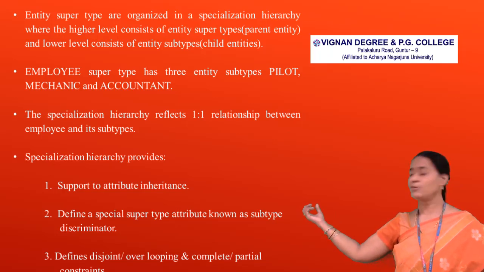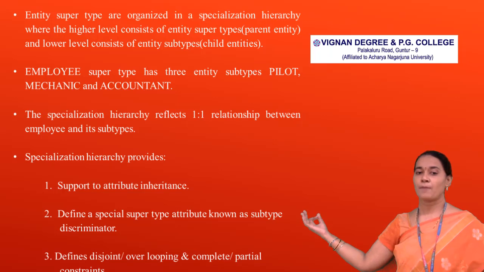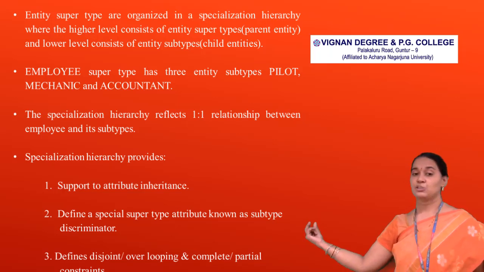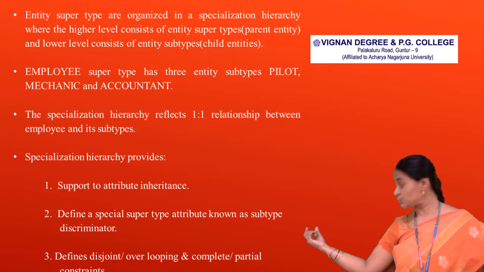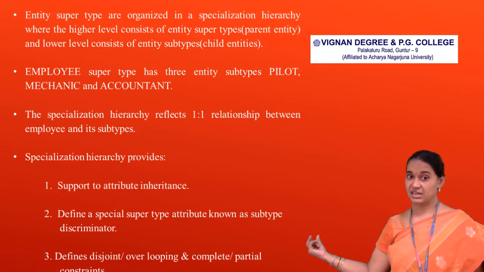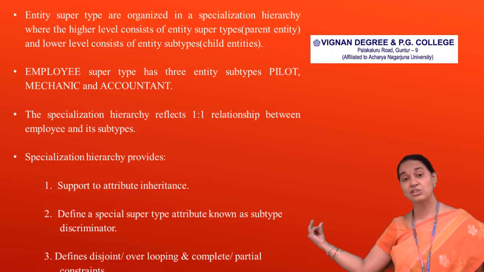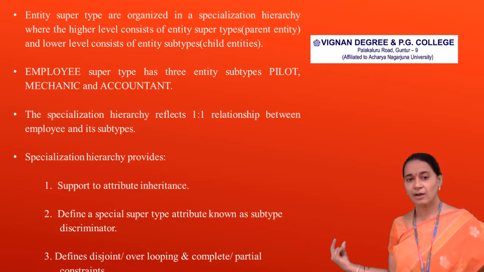With the help of this specialized hierarchy, what can I provide? It provides us three properties. The first one is attribute inheritance. Here we define a special supertype attribute, which is called the subtype discriminator. It also helps us to define disjoint, overlapping, completeness, or partial constraints.